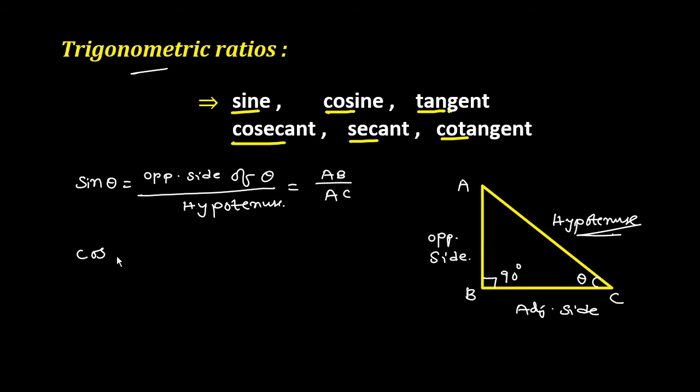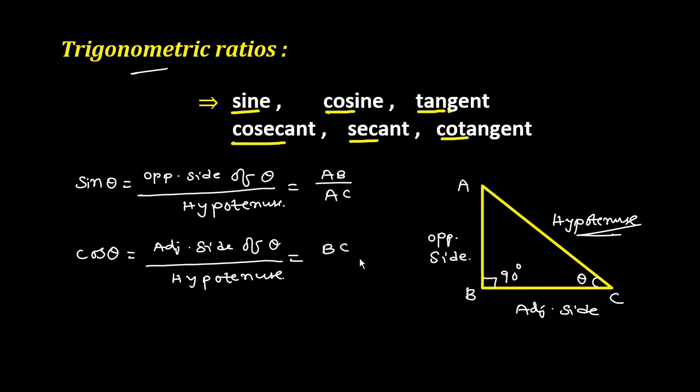That's it. Next trigonometric ratio, cos. As I told you already, it should be associated with some angle, theta. Now cos theta is the ratio of adjacent side of theta and hypotenuse. So cos theta equals adjacent side of theta divided by hypotenuse. From figure, adjacent side of theta is BC divided by hypotenuse AC.